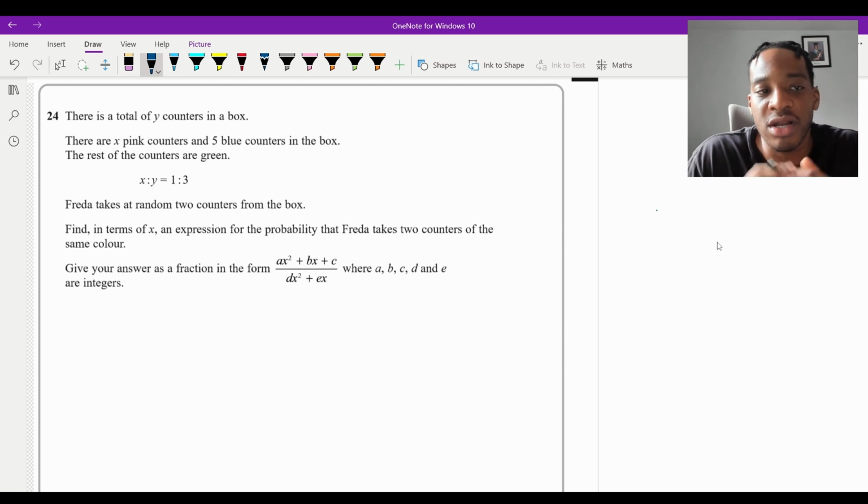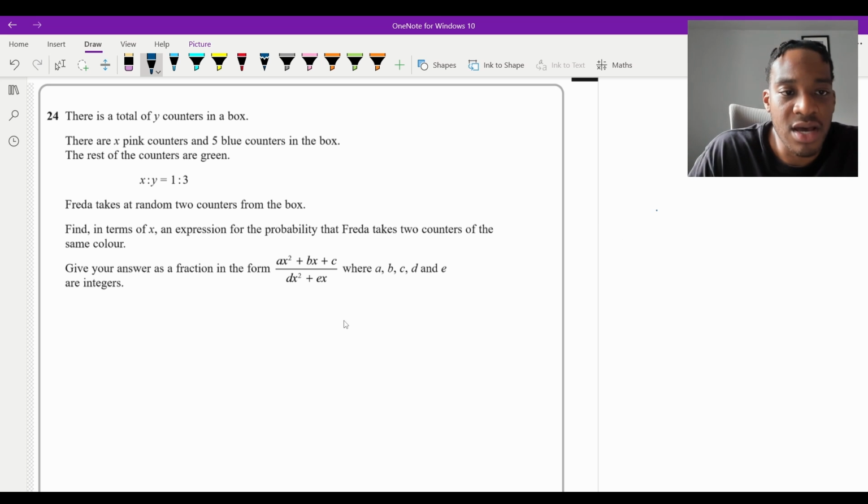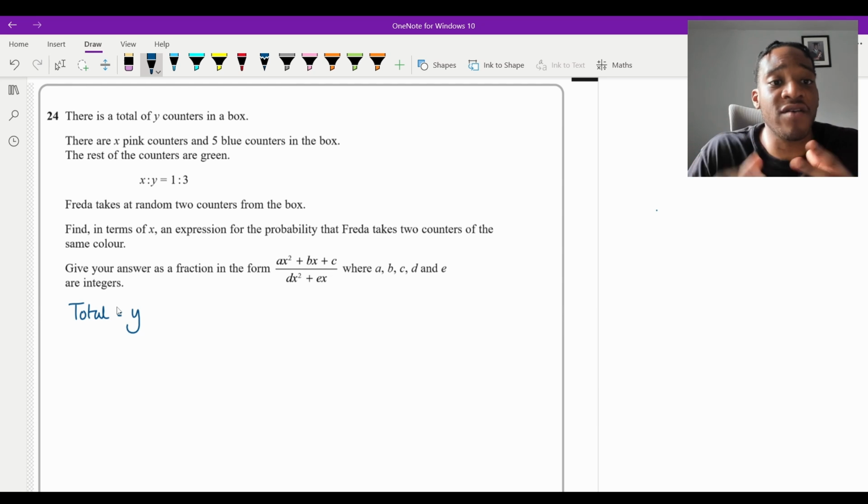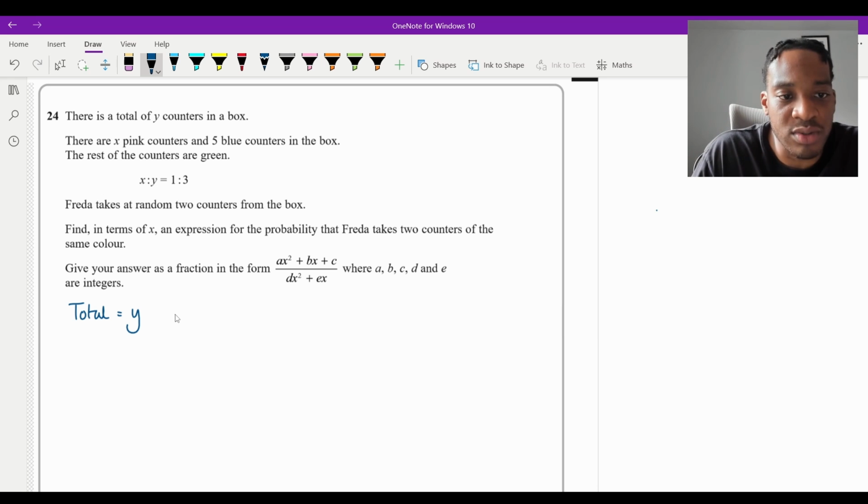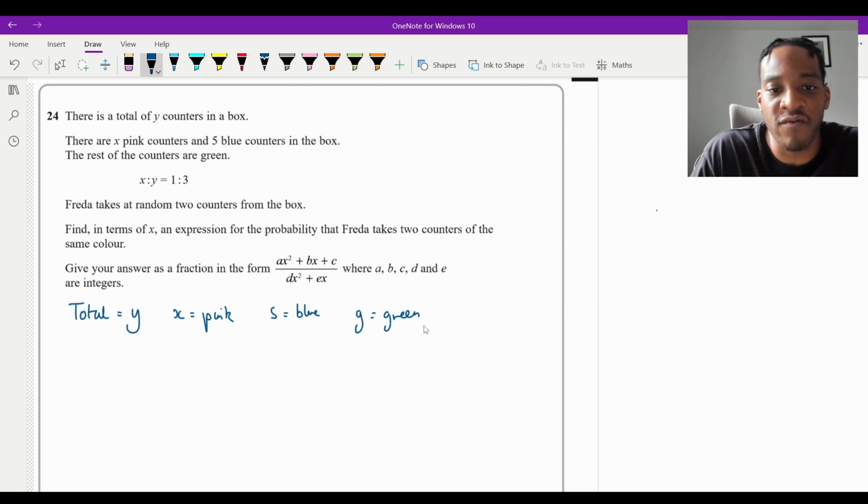Okay, so there's a lot going on here. It's the last question of the exam. It looks very, very tricky, but we just need to break it down into bits and bobs right now. Firstly, I'm going to say that the total they've told us is equal to y. So we know the total is y, and there are different colors. There are pink, blue, and green counters. We know that there are x pink counters, so I'm just going to say x is equal to pink. And they've told us that there are 5 blue. And we don't know how many green counters there are, so I'm just going to say that G equals green. There are G green counters.